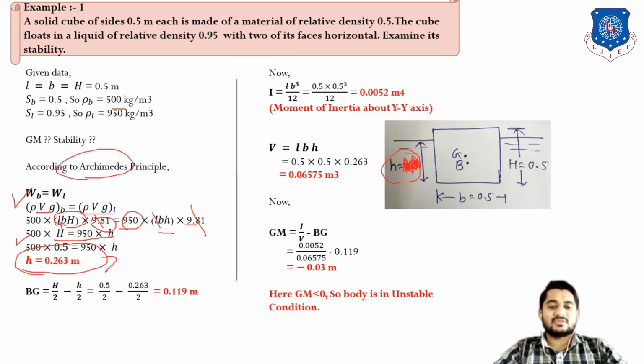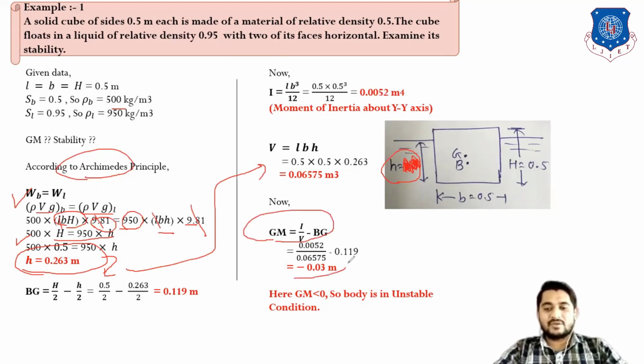Let us put this value in the equation of BG, and the equation of volume also. Then after we can find the value of GM. So our GM will be minus 0.03 meter. So our statement will be here GM is less than 0, so the body is in unstable condition.